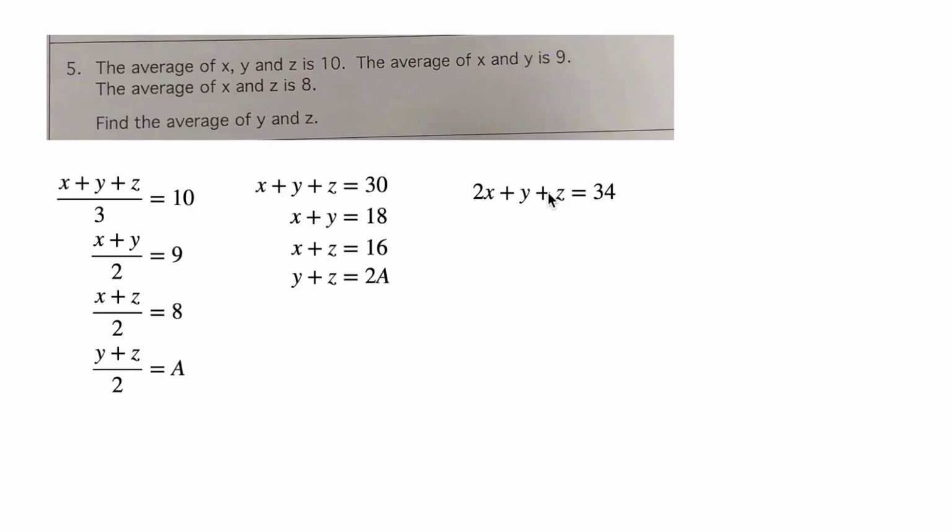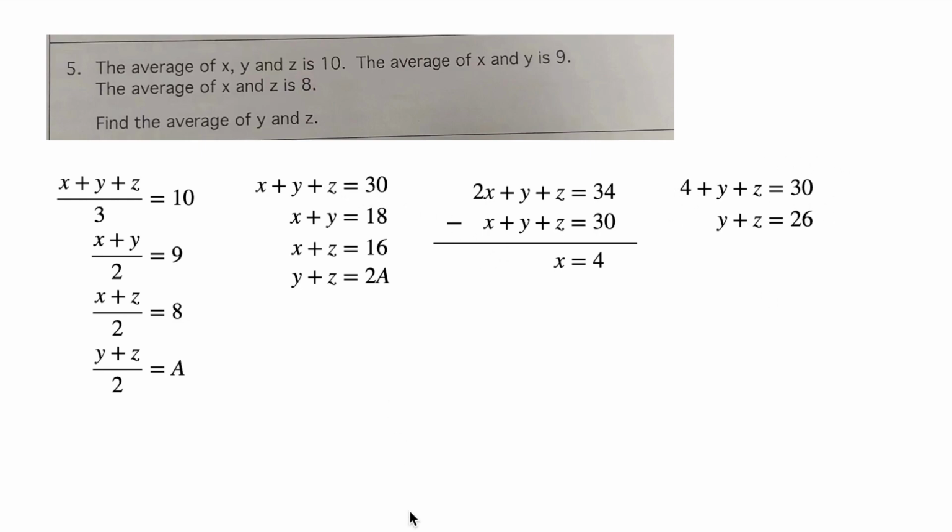So we can subtract this equation here with this and get that x is equal to 4, which we can substitute back into the equation here. Then simplify to get this. And because we want to find A, we use this equation to substitute y plus z with 2A, then simplify to get that A is equal to 13. And that is the average of y and z.